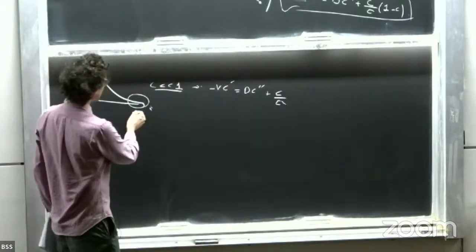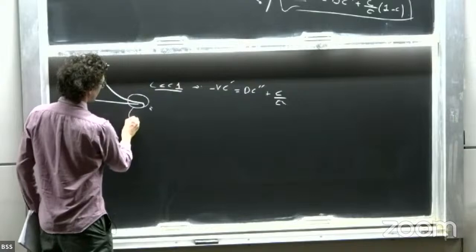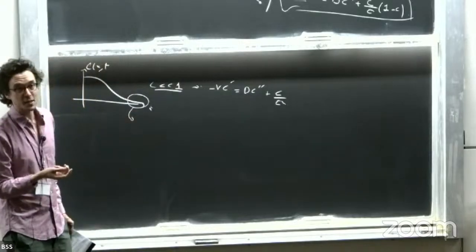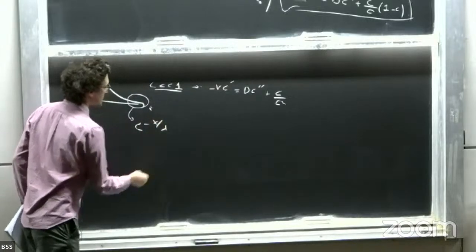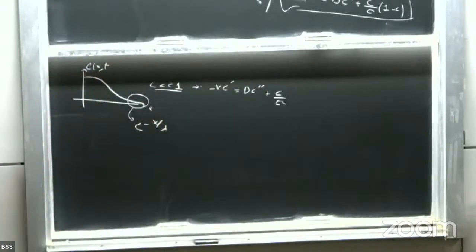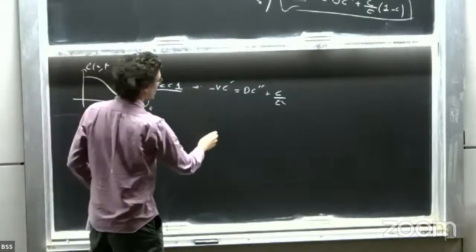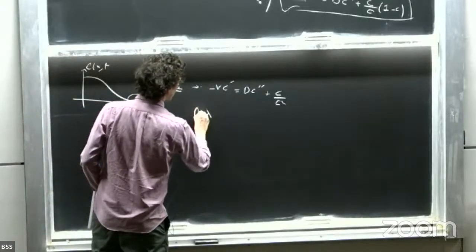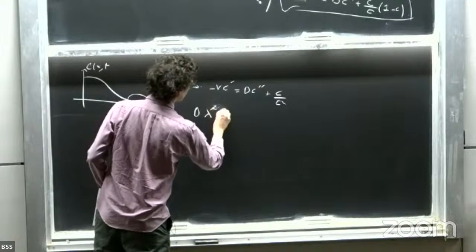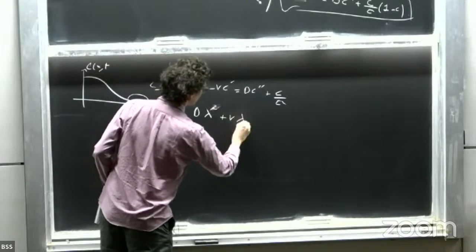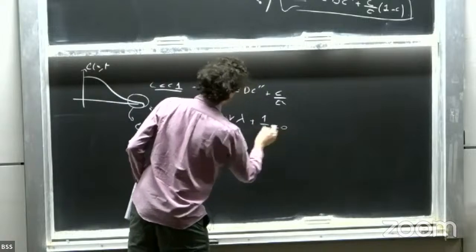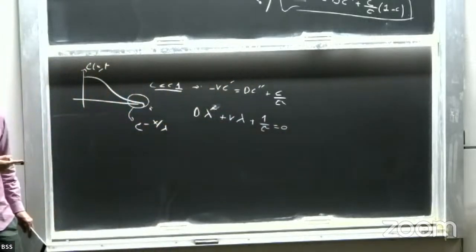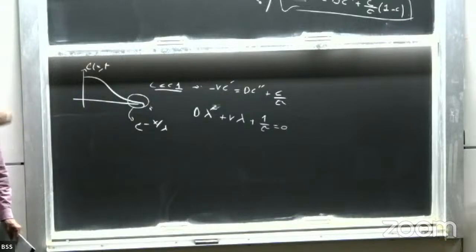So this profile at the front, which is something very generic in this kind of reaction diffusion equations, is going to decay exponentially. I can get my characteristic equation by plugging this into that, and I get D lambda squared plus v lambda plus 1 over tau equals 0. That's my characteristic equation, where I can get the length scale of decay of my front.